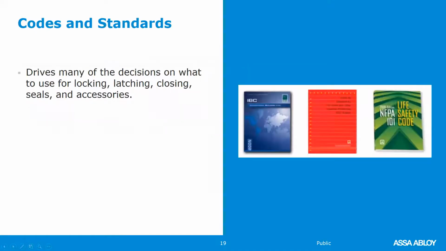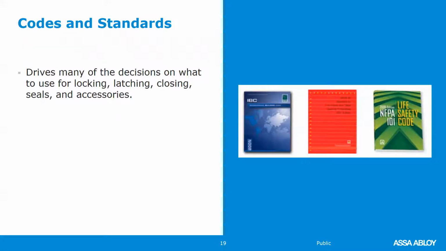And of course, codes and standards drive many of the decisions on what we use for locking, latching, closing, our smoke seals, and other accessories. And not only to meet ICC, which is the International Code Council, who made the International Building Code, and ANSI A117.1, which is the standard for accessibility to meet ADA, NFPA 101, the Life Safety Code, and NFPA 80, the standard for fire doors and hardware. All of these are used for sure, but not just on egress and fire and accessible openings. They've become the standard for all opening types, unless by some kind of exception.